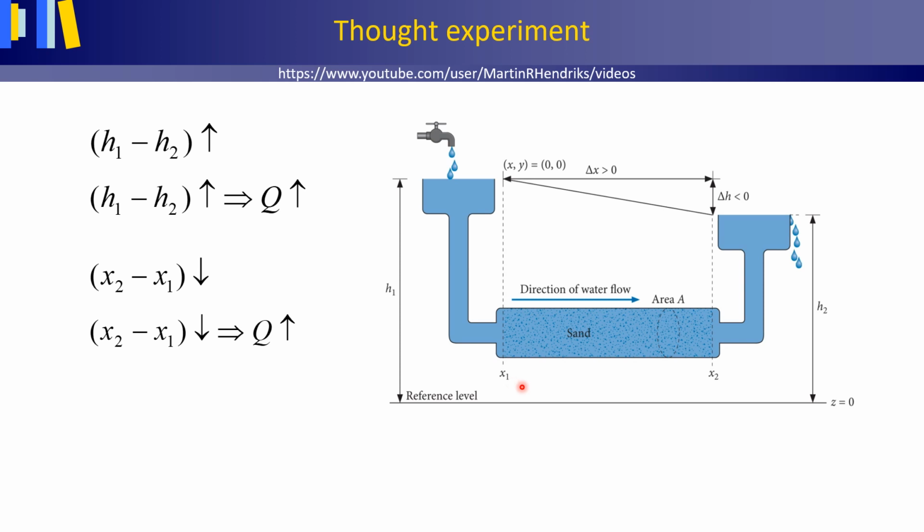What would happen if we would enlarge the area A of the cylinder perpendicular to the flow? Then we would also enlarge the area of the pores within this area A through which the water flow actually takes place, and the discharge would increase. So when A increases, Q increases.